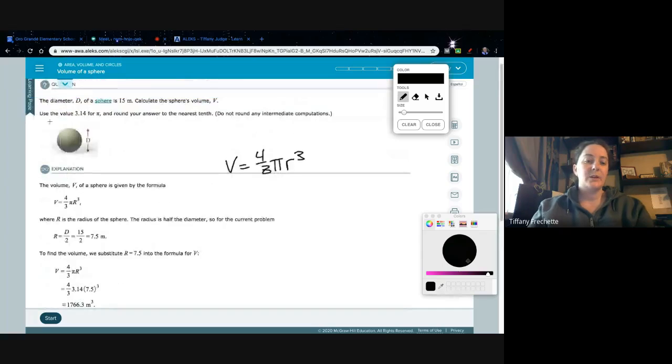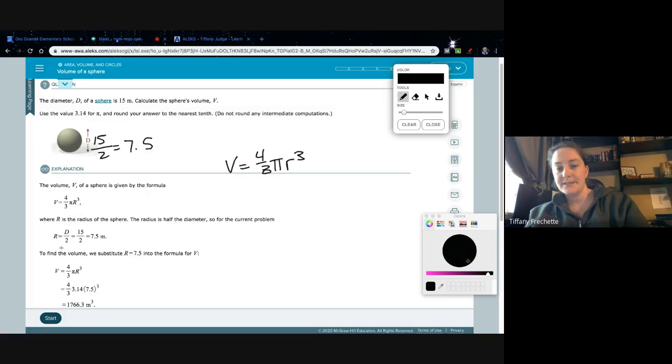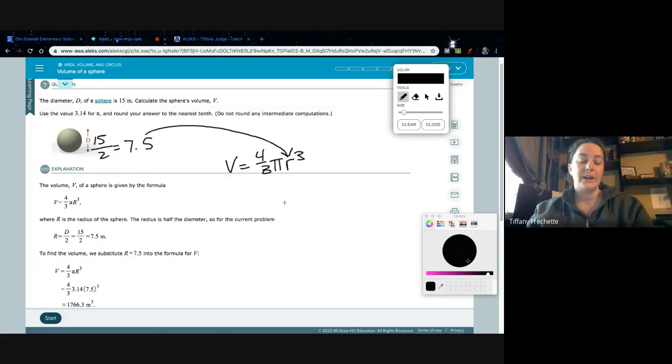With this one, they told us that D, the diameter of this sphere, is 15 centimeters. Well, we want R, we want radius. So we're going to take that and divide by 2, and that's where they get 7.5. That's why they divide by 2, because we want to change diameter into radius. And then we're just going to plug that in. That's the only thing that we have to plug in.